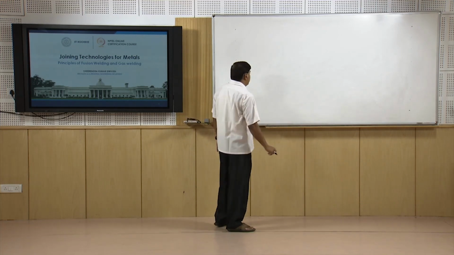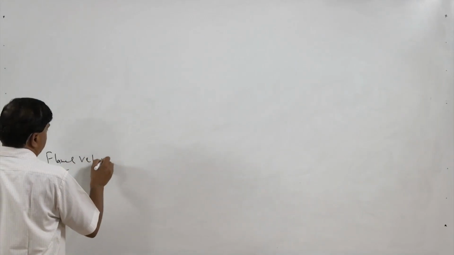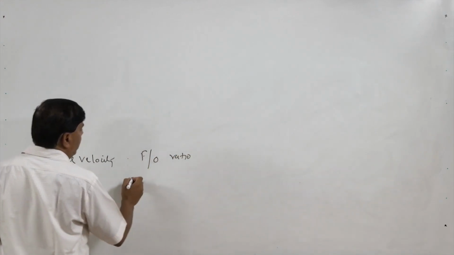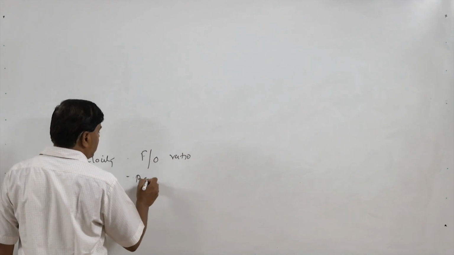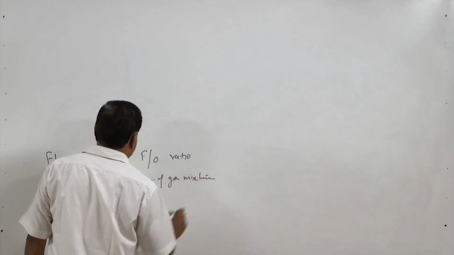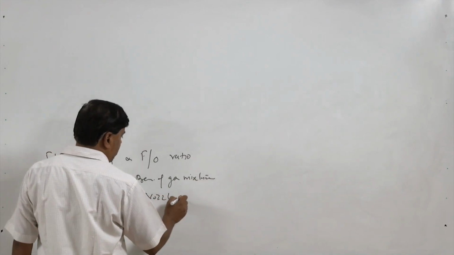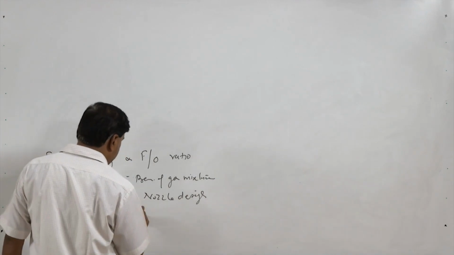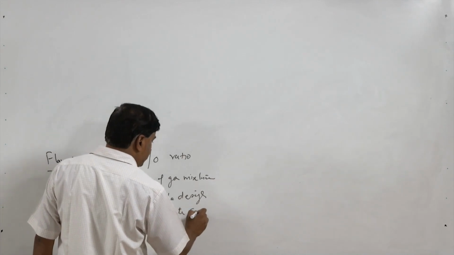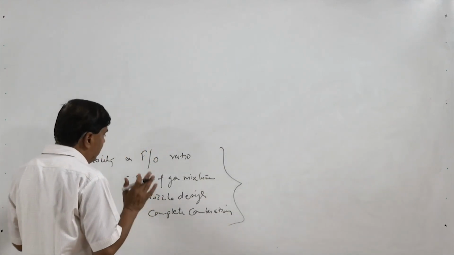Now, the flame velocity depends upon the fuel and oxygen ratio, the pressure of the gas mixture being used for combustion, the nozzle design, and how effectively complete combustion is taking place. These are the 4 factors that govern the velocity of the flame.